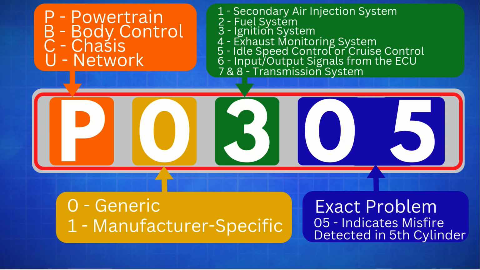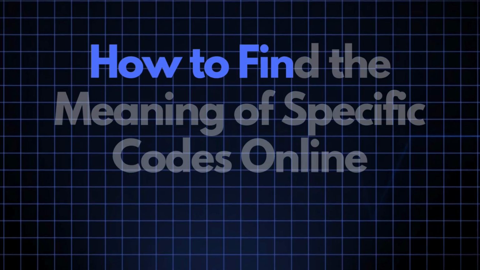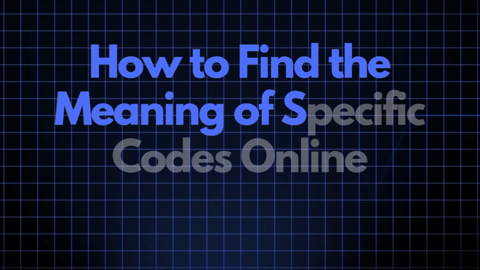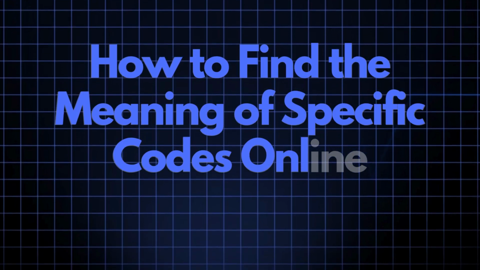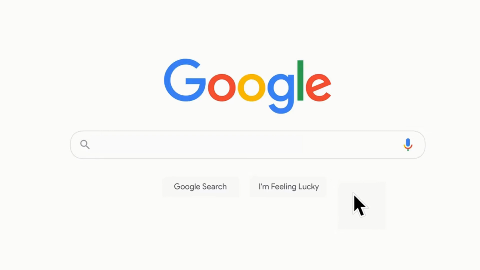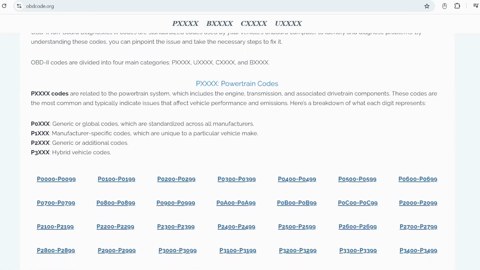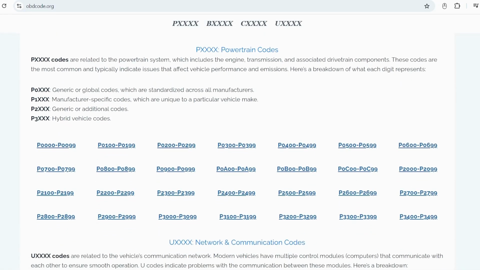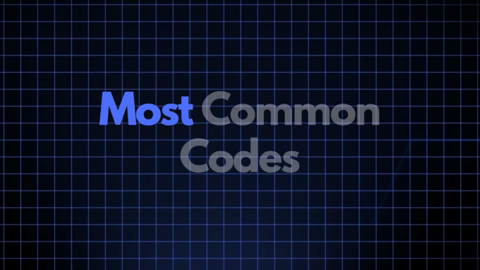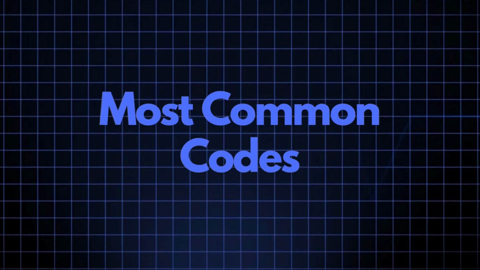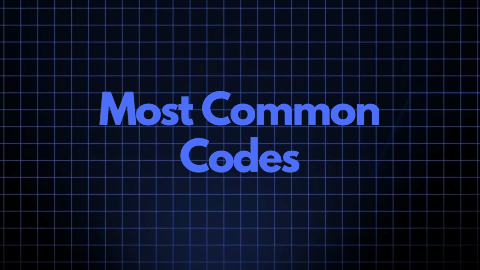So, by now, you've learned there are many thousands of OBD codes. But here's the big question. What do I do with my specific code? How do I figure out exactly what it means? It's easier than you think. Just head over to our website, obdcode.org. We've got a complete list of OBD codes. Yes, thousands of them. And their meanings. Now let's take a look at some of the most common codes you might encounter and their possible root causes.